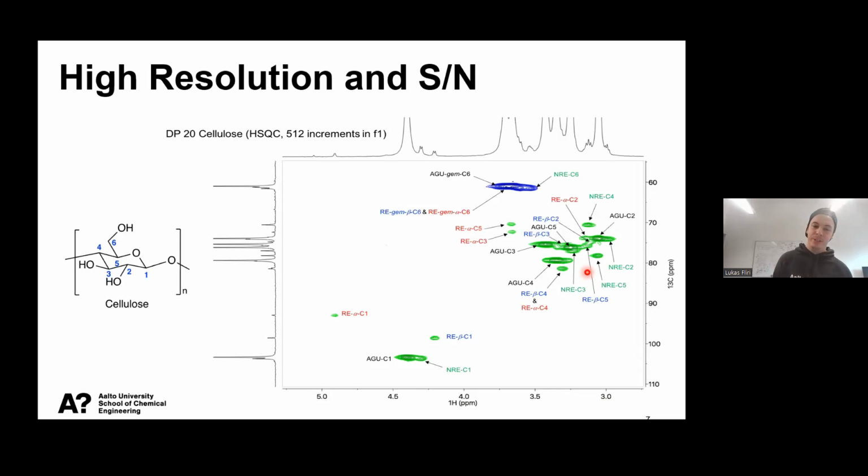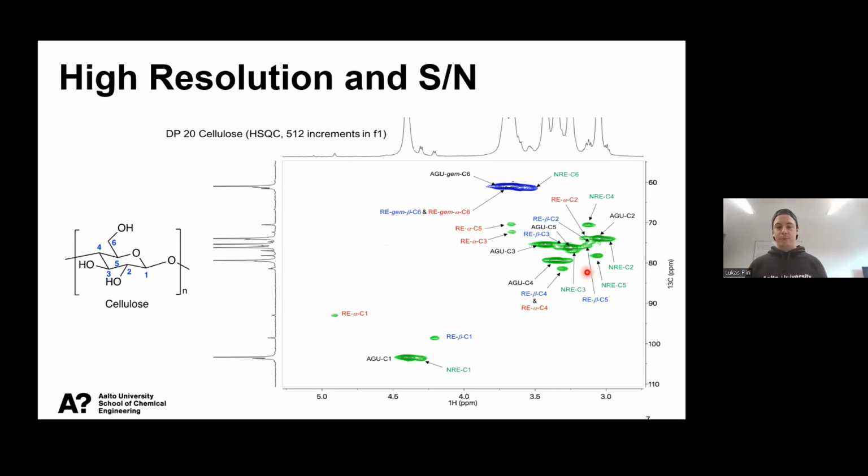So for example, we have here a 1H13C HSQC spectrum of some low molecular weight cellulose model substance. Besides the unreduced glucose units, you can also see the reducing ends and the non-reducing ends. You can even see the different alpha and beta anomers of the reducing ends. It also doesn't take very long to get such a high quality HSQC spectrum. You can normally get something like this in 2 to 3 hours.